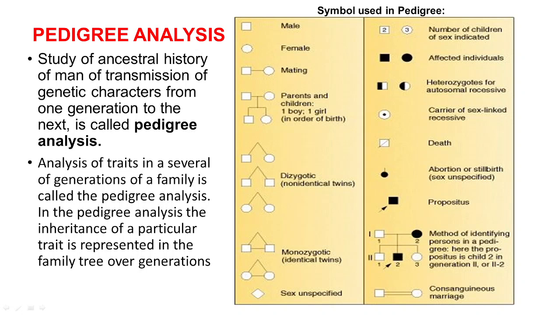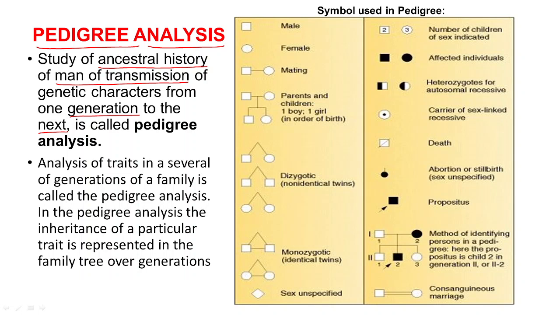The name of the chapter is the principles of inheritance and variations. Coming to the next part of the chapter, that is pedigree analysis. So what exactly is meant by pedigree analysis? Pedigree analysis is the study of the ancestral history of a man, of the transmission of genetic characters from one generation to the next generation. It is also referred to as analysis of traits.